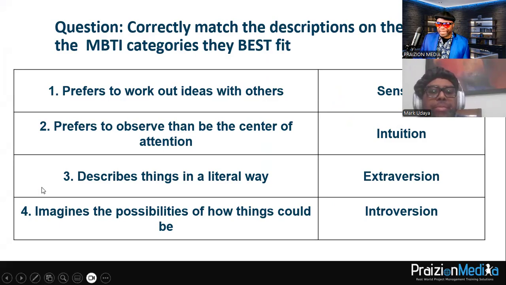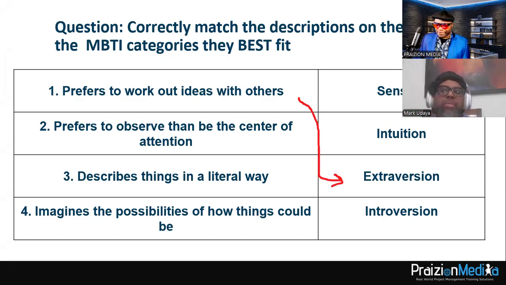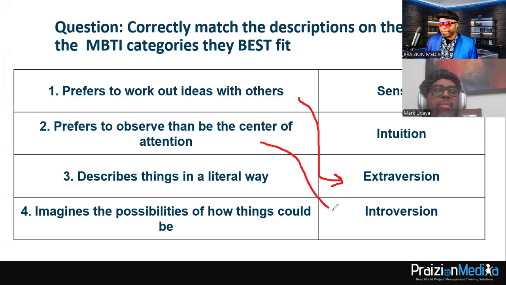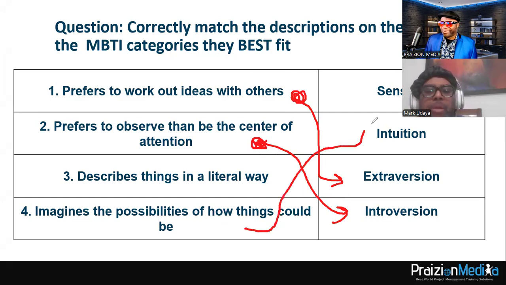So if this was on the exam, the exercise would be to match this with something else. It would be this. And then the second one, it would be to match, prefers to observe. This would be your introvert. So you would match that with that. And the ones that always throw people off are the sensing and the intuition. But the dreamer is the person who imagines. So this should always remind you of which one is intuition. It's the dreamer, the one who likes to imagine.